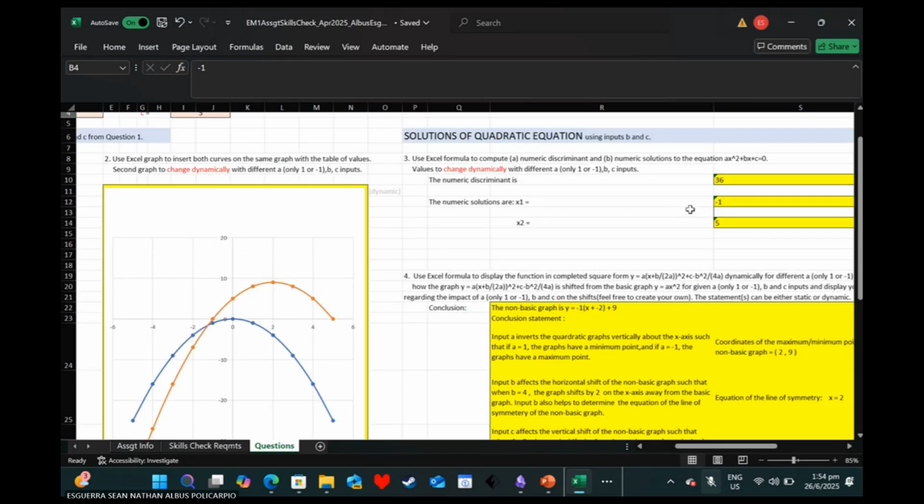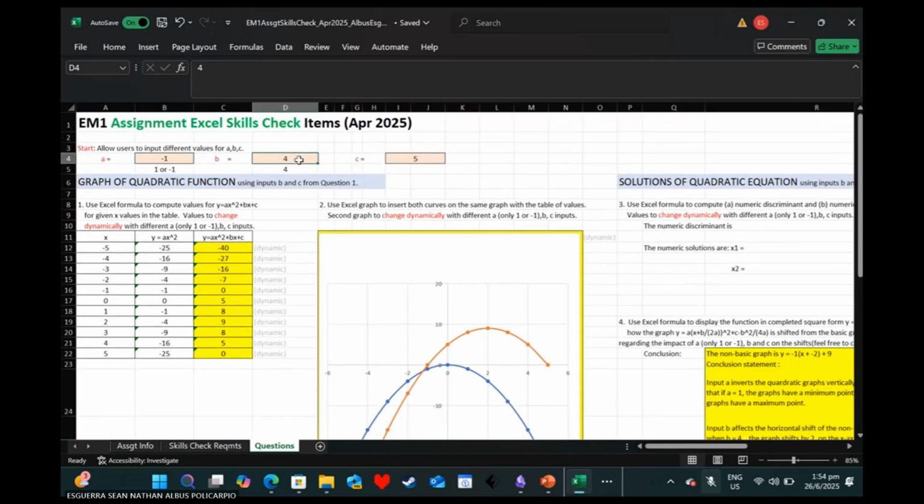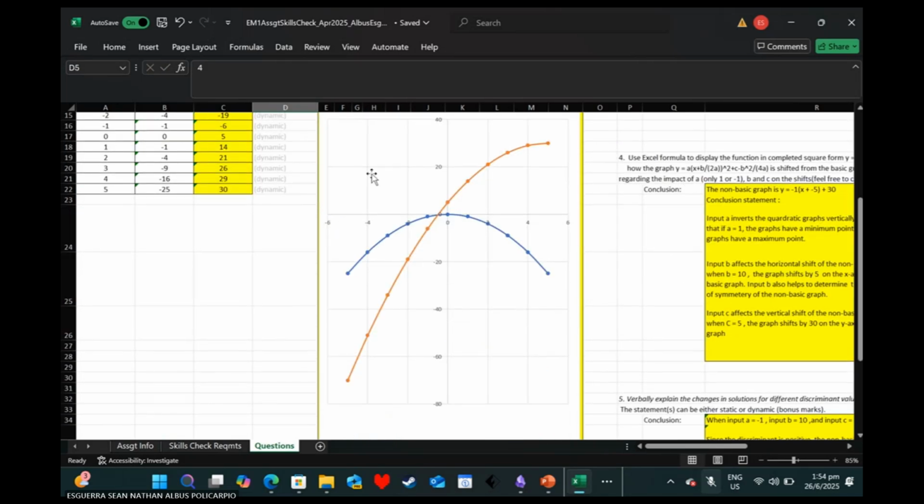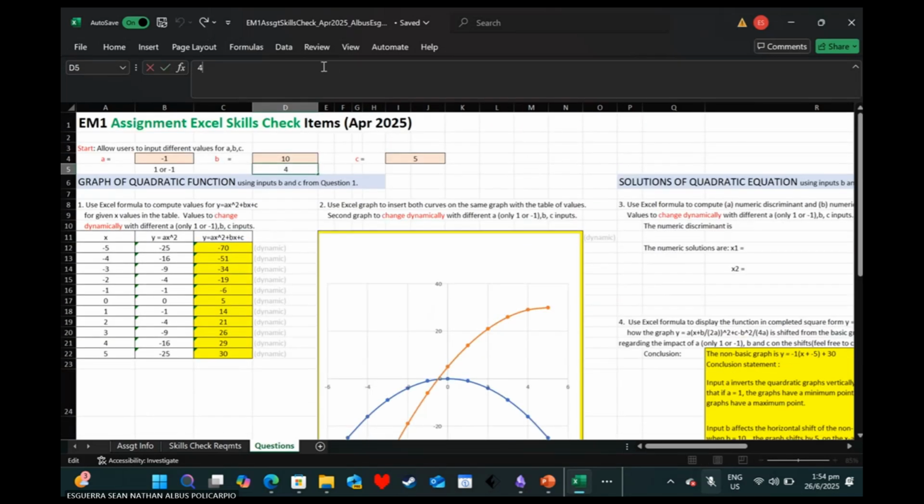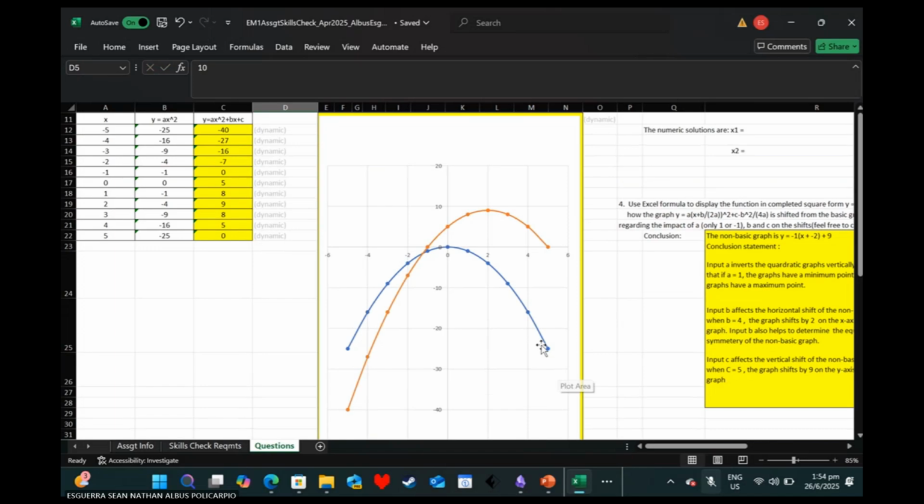Speaking of which, input B influences the horizontal shift too. By using the completing the square method, we can determine that the horizontal shift of a graph is given by negative b divided by 2a. Input B also influences the vertical shift of the graph.